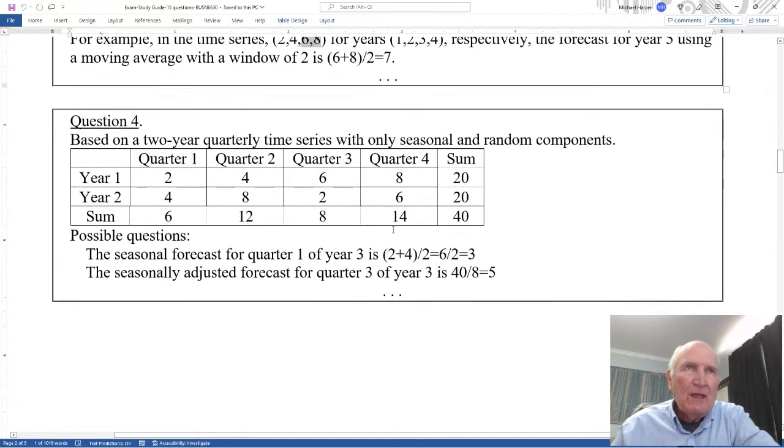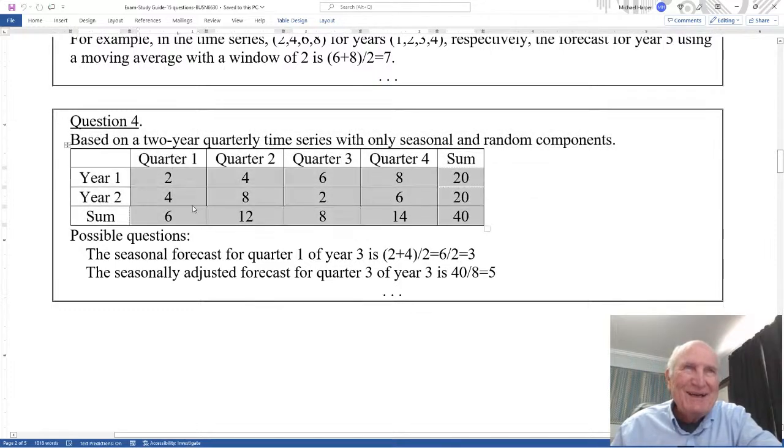Question 4 is based on a 2-year quarterly time series with only seasonal and random components. As a matter of fact, in the exam, you will see a table just like this, but different numbers, of course.